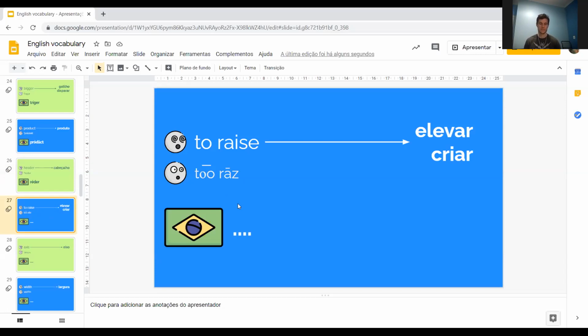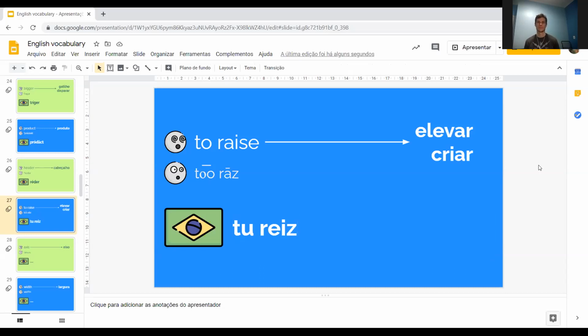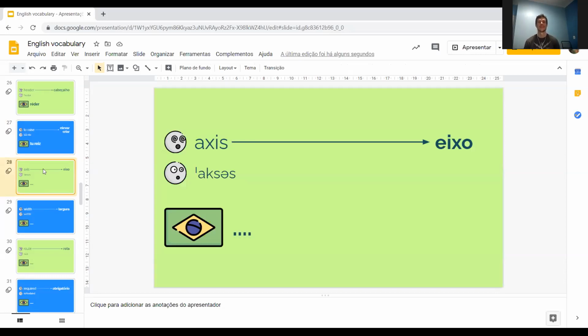Say it one more time. To raise. That's good. Okay. To raise. In a sentence, I don't want to raise a child. But I actually do. I want to raise a child. So you can say, I don't not want to raise a child. Yeah. Next one.